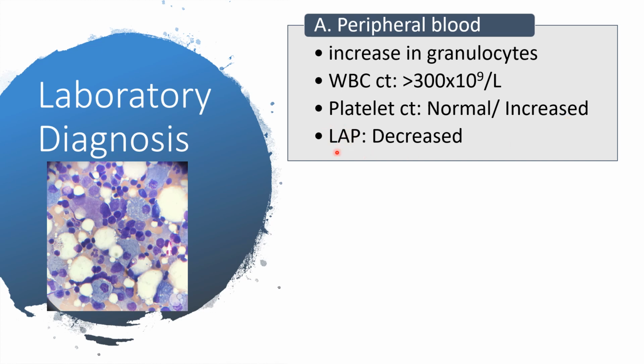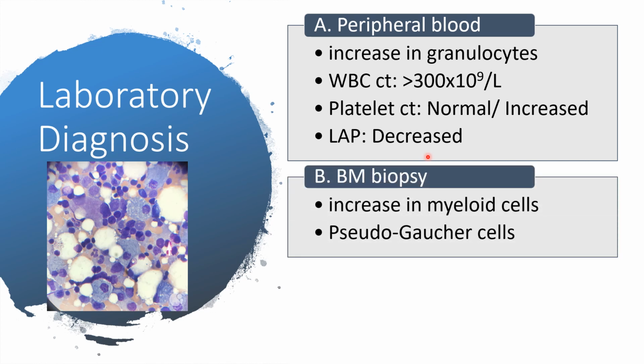Initial testing for LAP, or leukocyte alkaline phosphatase enzyme activity, may be useful in setting the preliminary differentiation between CML and leukemoid reaction. LAP in CML is decreased. In the bone marrow, the presence of pseudo-Gaucher cells usually occurs.